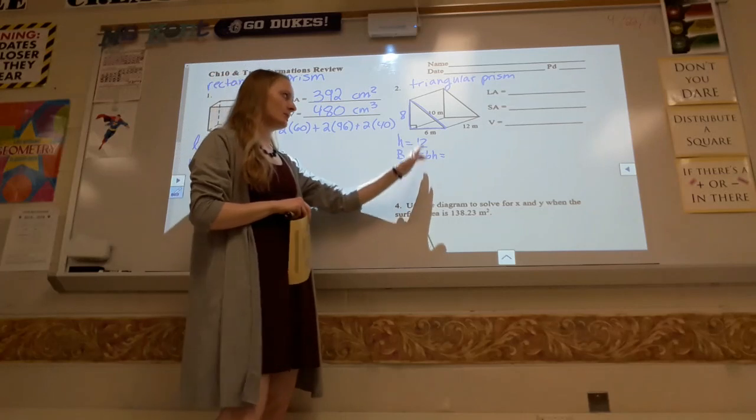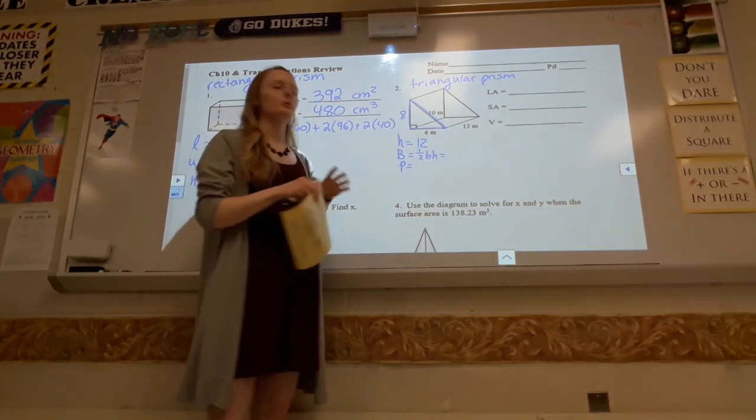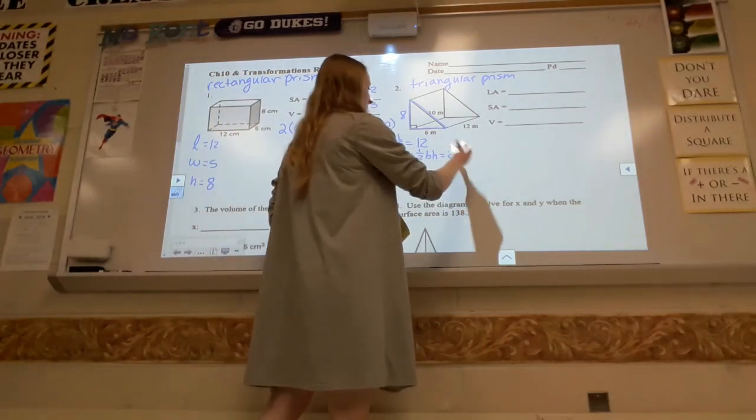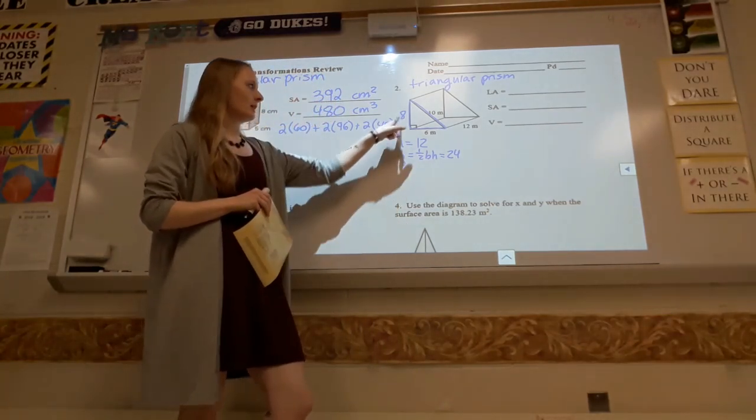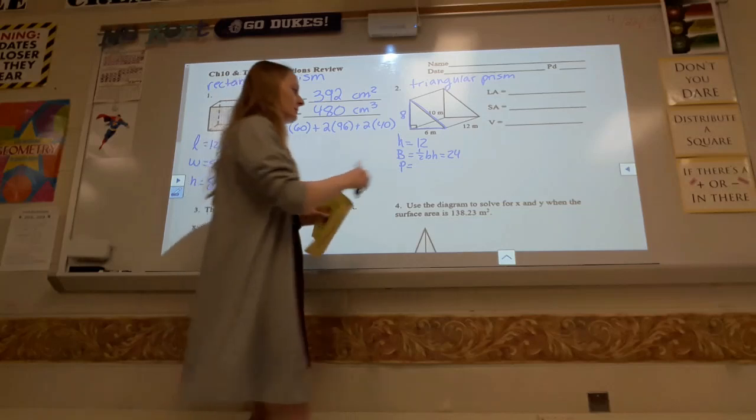So it would be 1/2 times 6 times 8. 24. Alright, and then what would the perimeter of my base be? 8 plus 6 plus 10? 24 again.